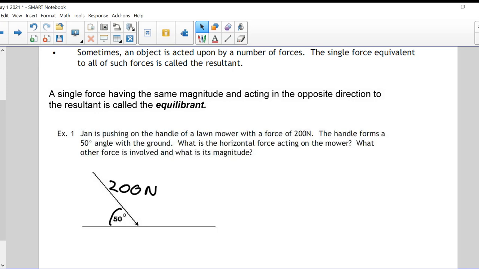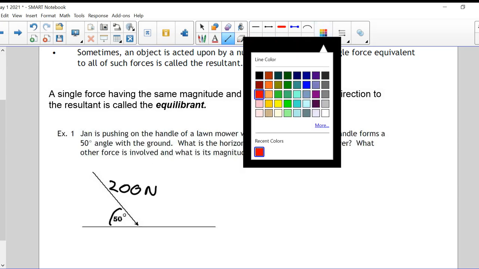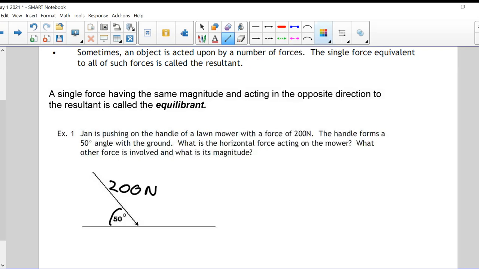What's the horizontal force acting on the mower? What other force is involved, and what is its magnitude? So by that, what we're saying is that, and I'll put a line in to represent what I am talking about, there are, in fact, horizontal and vertical forces at play here, right? And hopefully that makes sense.